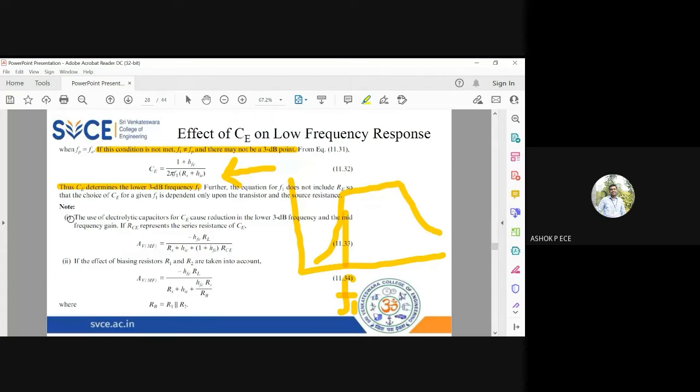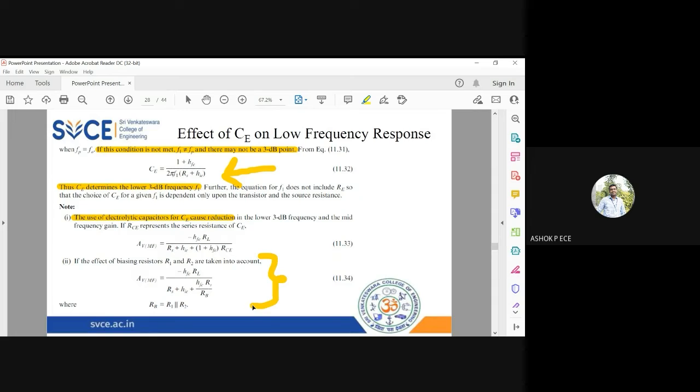Okay, so the use of this capacitance CE will cause a reduction in the low frequency response. Whenever you are going to use a bypass capacitance CE, definitely you will have a reduction in the lower cutoff frequency F1. Okay, so that is the observation here. If the biasing resistors are also taken into account, then the gain will be even more reduced. So that is what they are saying here.